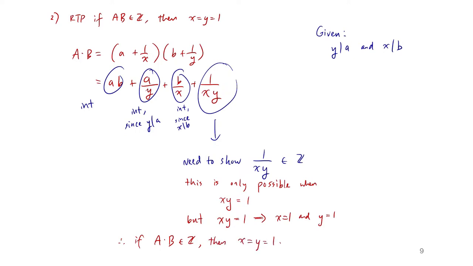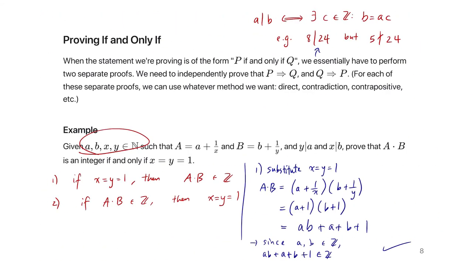Therefore, if 1 over xy is an integer, then it has to be true that X and Y are equal to 1. Okay? So to recap, we had a statement of the form P if and only if Q, and we showed two separate statements. If P, then Q, and if Q, then P. Right, we proved if P then Q and the converse of that, right?